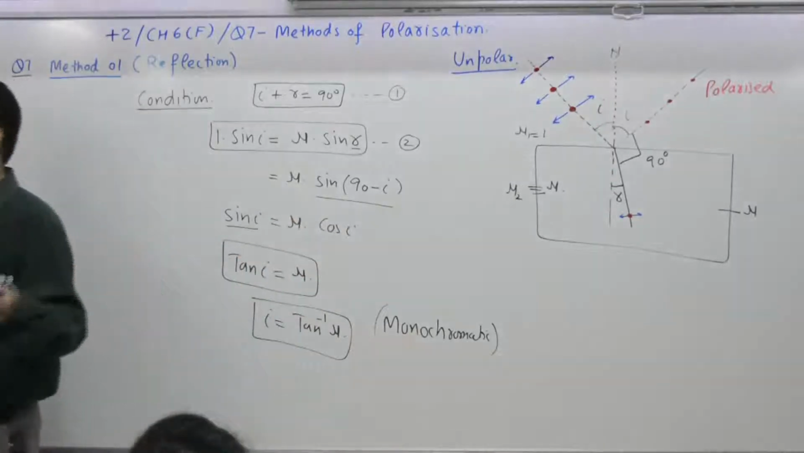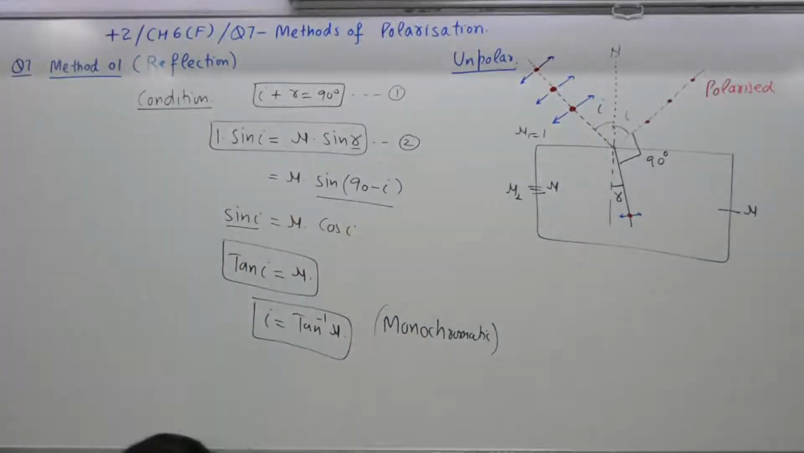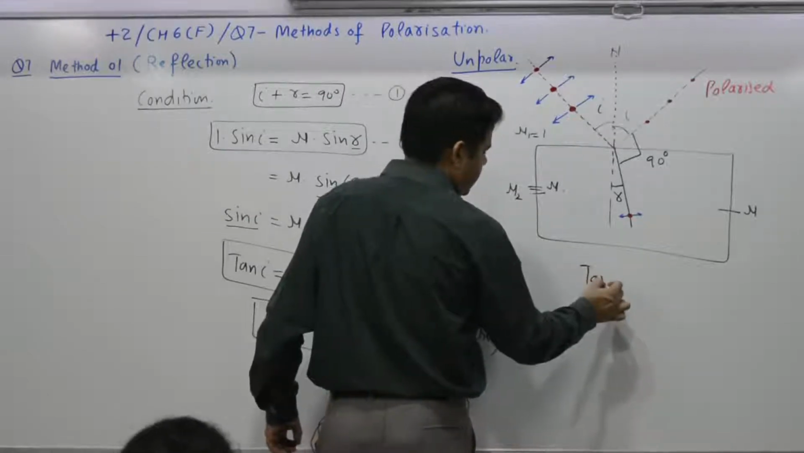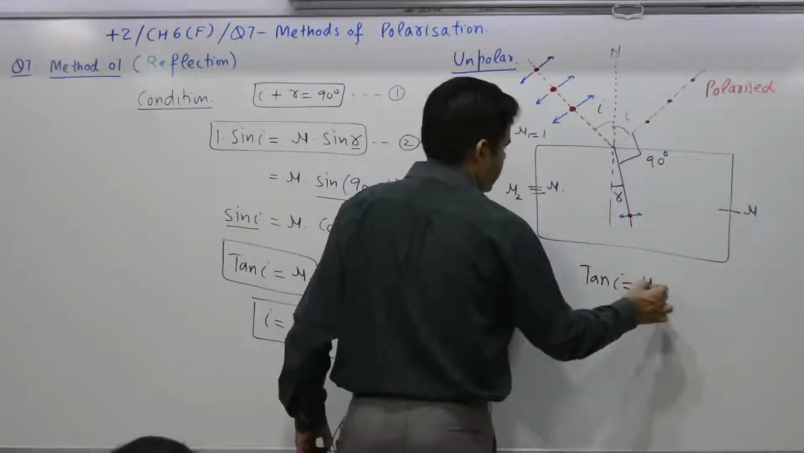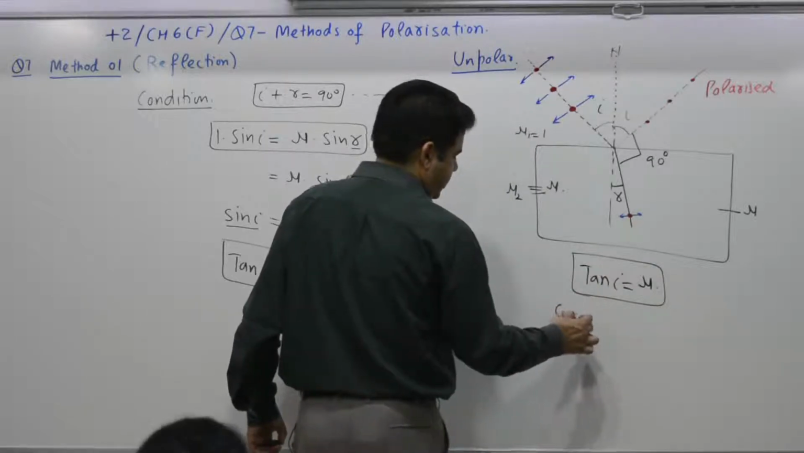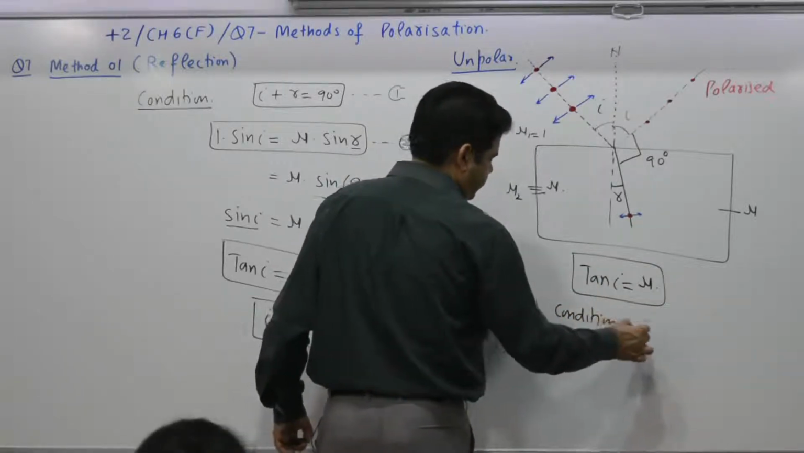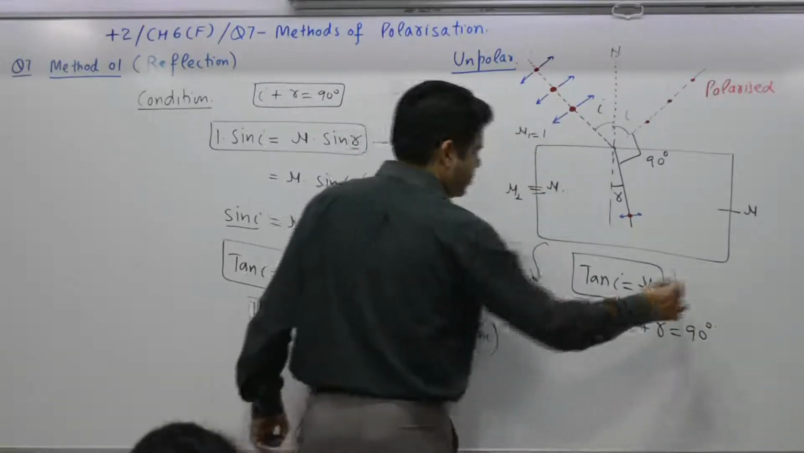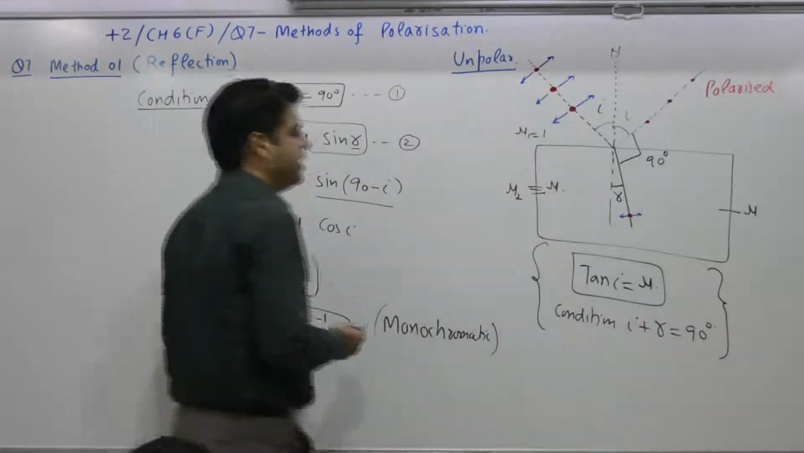Time with you is 2 minutes to write. What is the conclusion? Tangent I is equal to nu. What was the condition? I plus R is equal to 90 degree. So this is the takeaway, conclusion from the article.